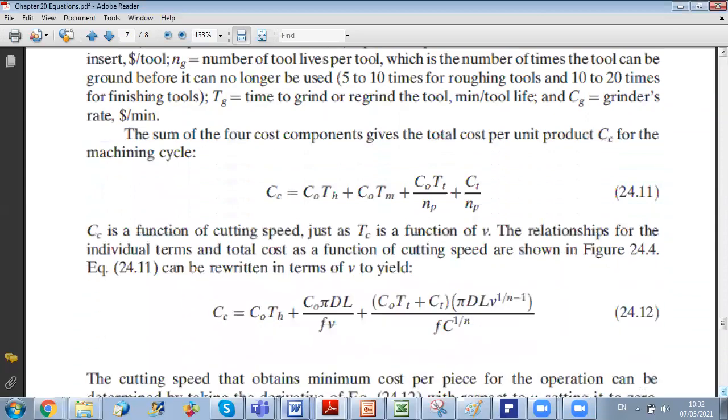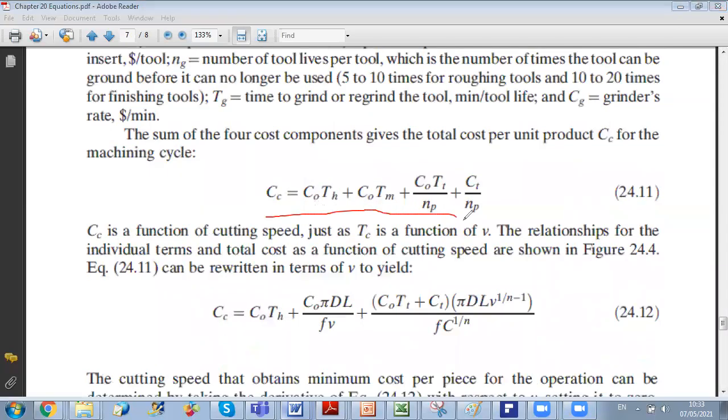Now, once we have determined all these parameters, all we have to do is add them in order to find the total cost. As we said, we have the handling cost, the machining cost, the tool change time cost, and also the tool cost. All these parameters should be accounted for in the total cost. As in the analysis done previously, the handling cost is independent of V, so this will be a constant. Since the machining time is a function of V, the cost will be too, and it will be inversely proportional to V.